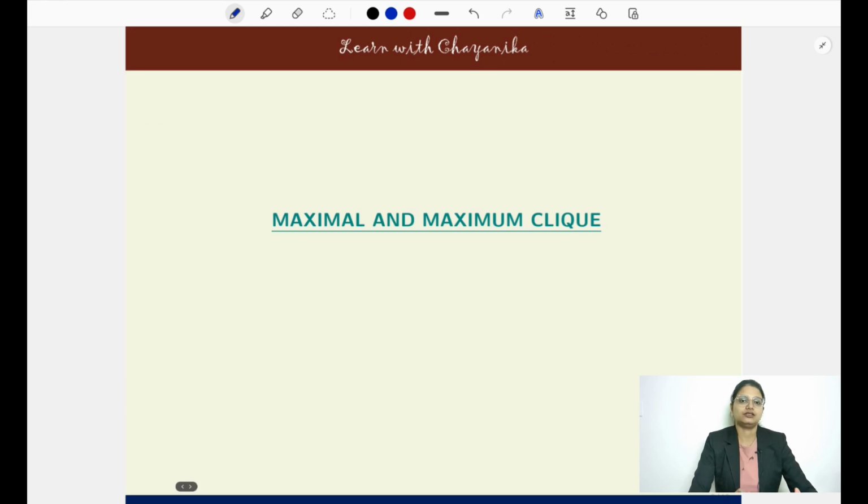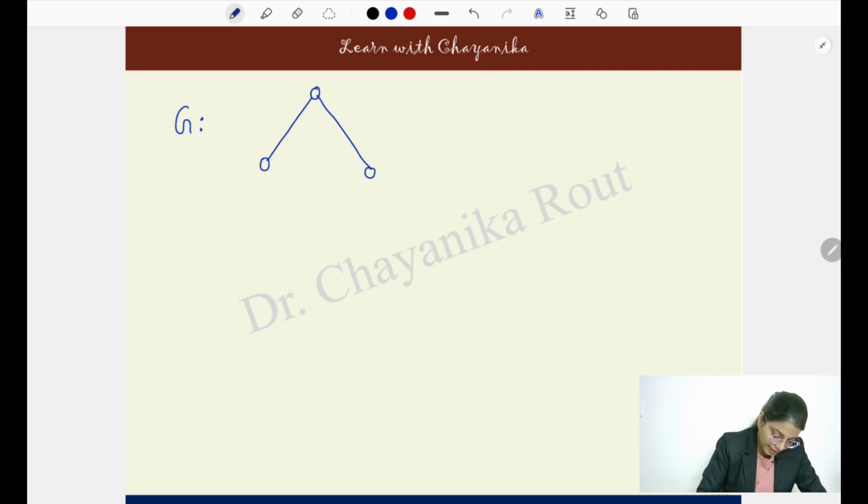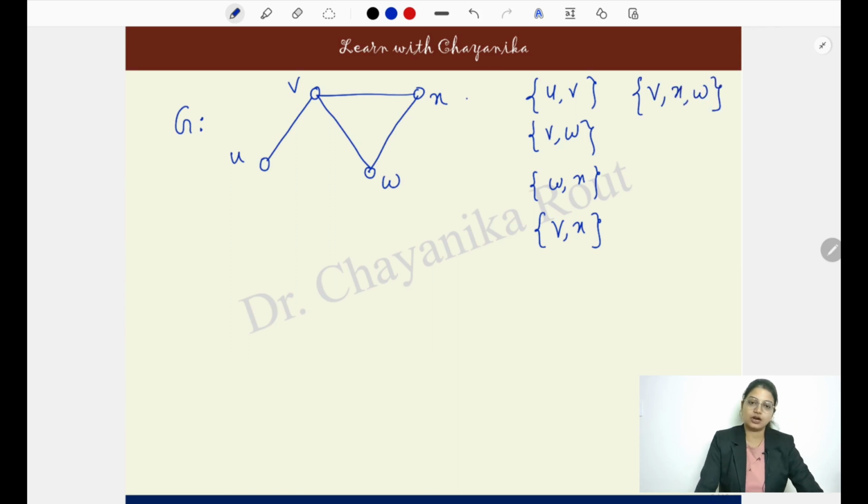Now the next particular topic is how to determine the maximal and maximum cliques in a graph. So whatever graphs we have discussed already, in relation to that only let me explain what I mean by maximal and maximum cliques. So in this graph we had cliques UV, VW, WX and VX, and I have a clique of size 3 created by V, X and W. So these are all the cliques of my graph.